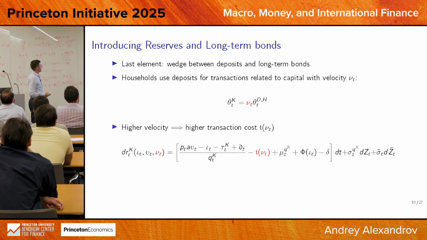How are we going to do it? Marcus already talked about it. We can add a transaction cost. So conceptually, the way you do it does not really matter. It could be money in utility. It could be a cash-in-advance constraint.